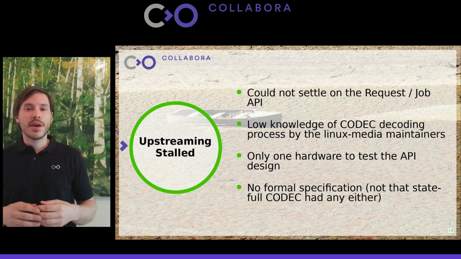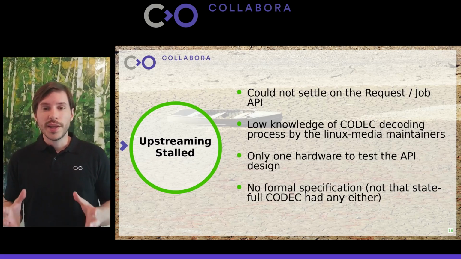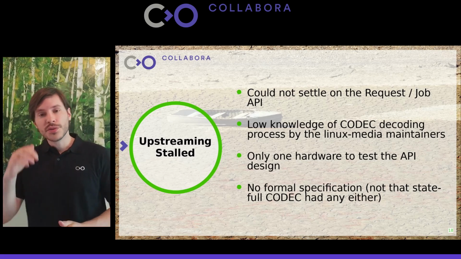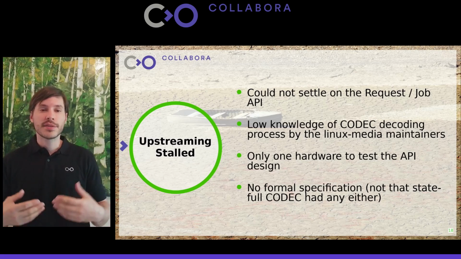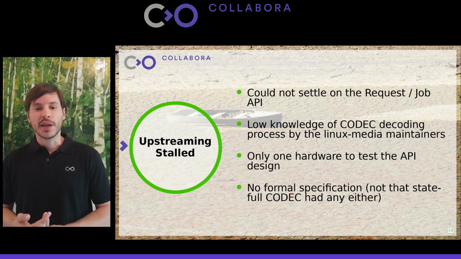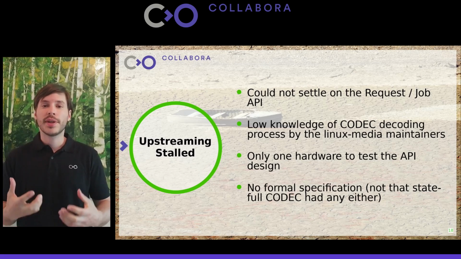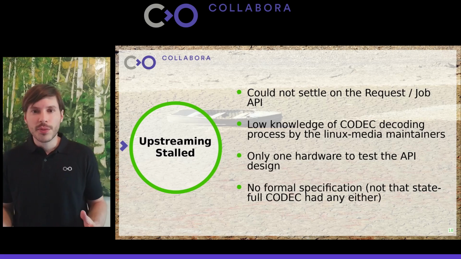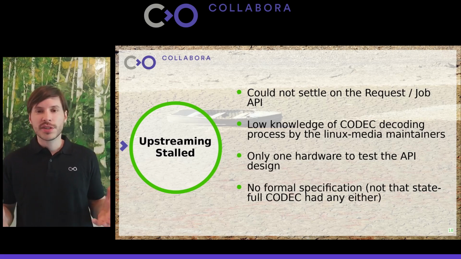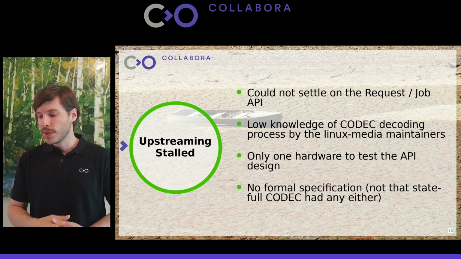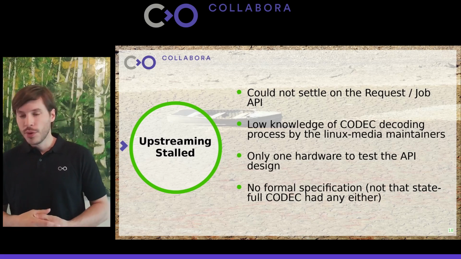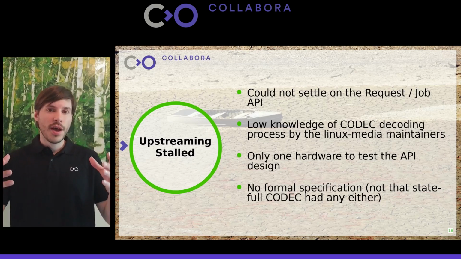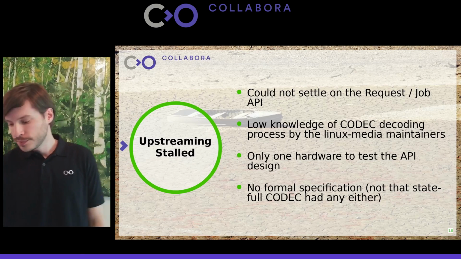The other problem was that there was a very low knowledge of how codecs work in the Linux media community. So maintainers had to train themselves, find some time to understand how codecs work in order to review and make sure that the design was going to stay long enough. There was only one hardware running so far, the Rockchip 3288 VDPU. And there was just no formal specification to help focus on how these decoders are going to be used.